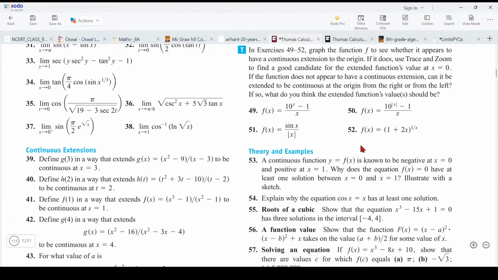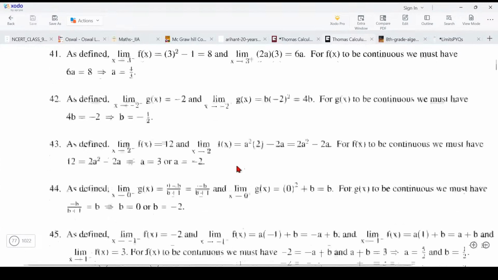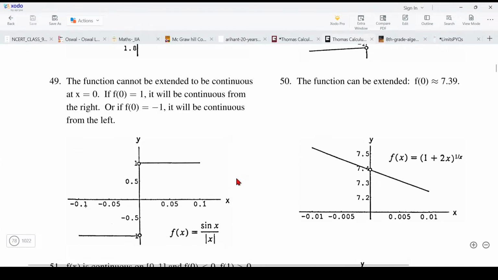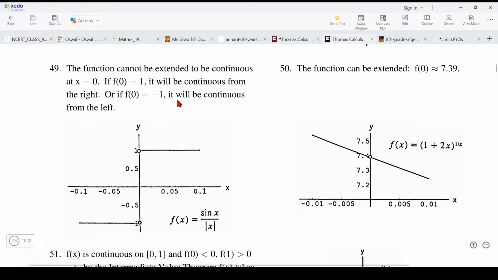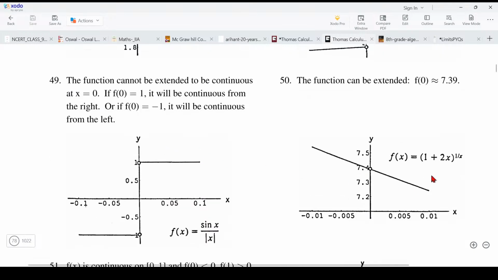Now coming back to our problem. We have discussed these ones, 49, 50, 51, 52. sin x by x will be continuous from the left, continuous from the right, but it cannot be extended to be continuous. Then 49, 50, 1 plus 2x. We discussed that it is actually e square, and you can fill the hole.